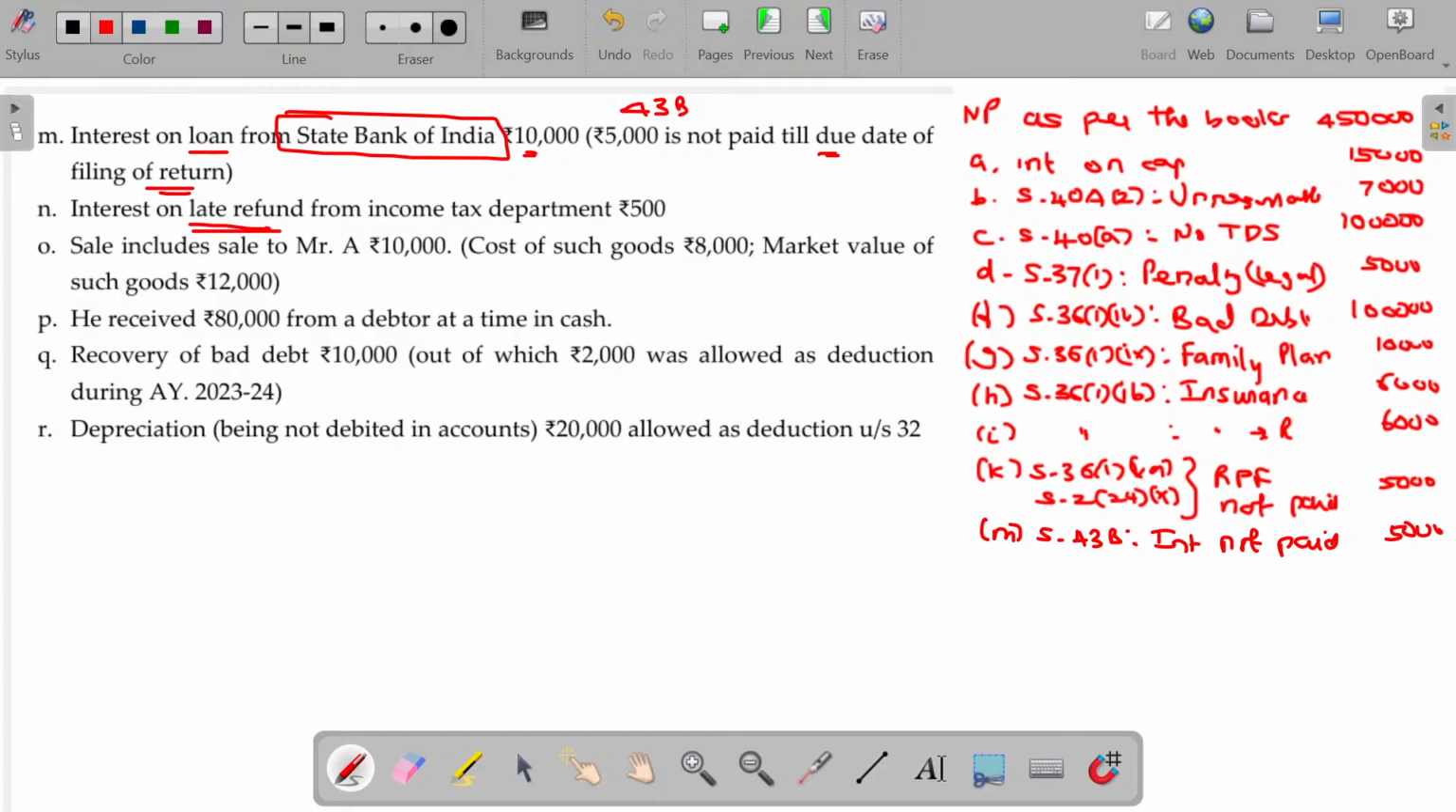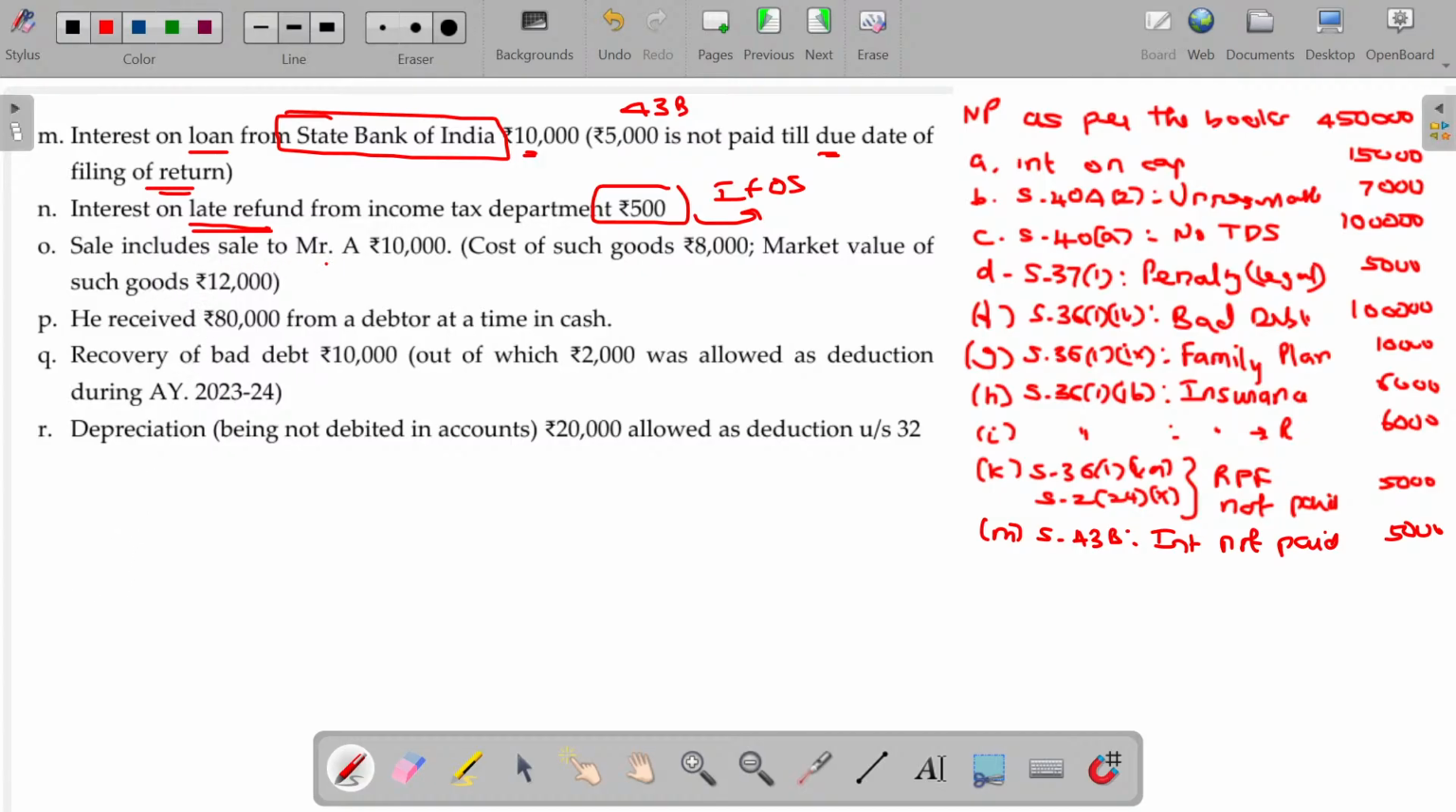Interest on late refund from income tax department. See, income tax related items are disqualified, but if you are getting any interest on late refund, it will be considered as taxable income, but not under PGBP. It will be falling under income from other sources.